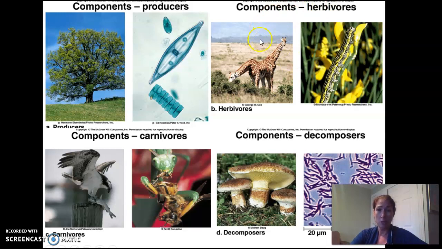Our herbivores, they can be giant like giraffes or tiny like insects. So here what I'm just trying to get you to see is that size is not significant here, that you can have large and small examples of both. Our carnivores can be like our top predatory birds, or there's also lots of predatory insects. And then our decomposers, mostly they'll fall into the category of either fungus or bacteria.